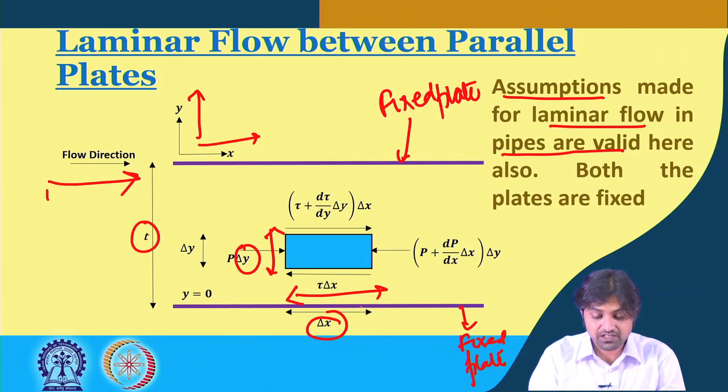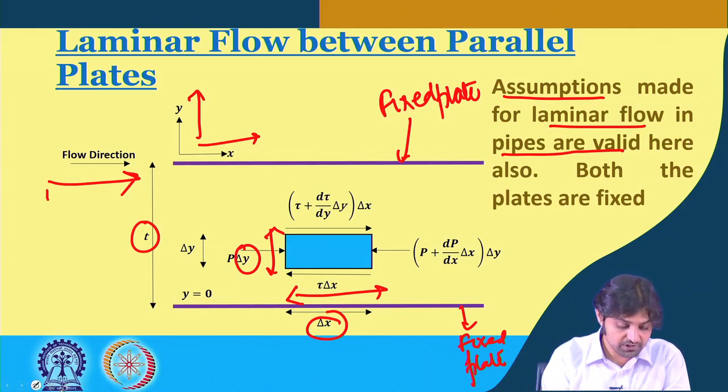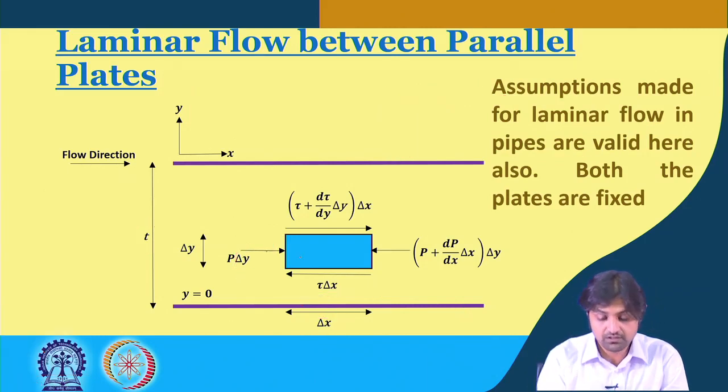We have written all the forces in a similar fashion as we did for the pipe flow. So, if the pressure is P here, the force per unit meter is P delta y from this side.